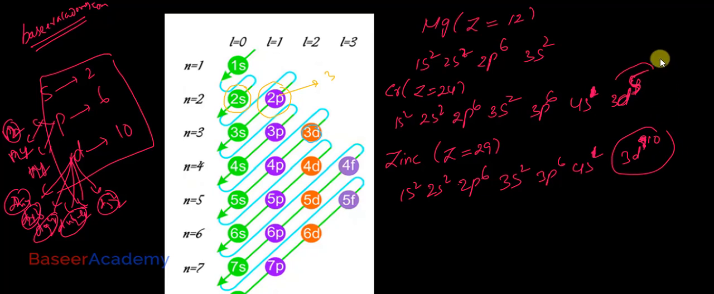Completely filled orbitals and half filled orbitals are more stable. D can have a maximum of 10 electrons. So if D has 10 electrons, it is completely filled. Half of 10 is what? 5. So if D has half filled electrons, it is stable. Or if D has completely filled electrons, it is stable. That's the reason there is a little change in the electronic configuration of chromium and copper.